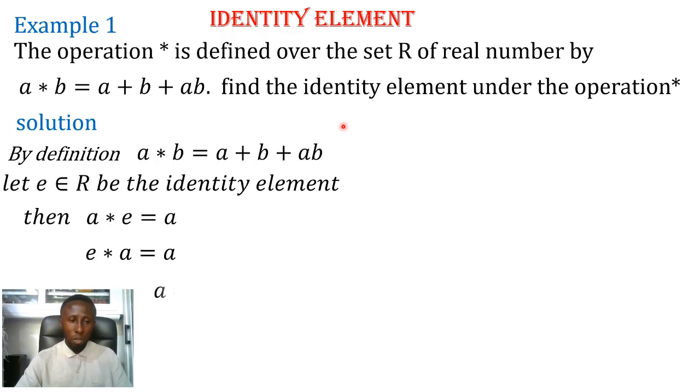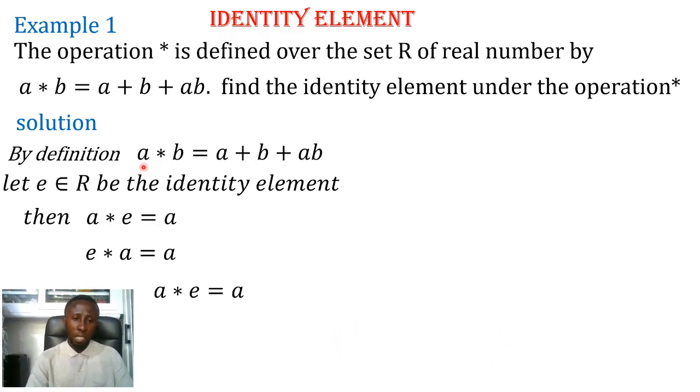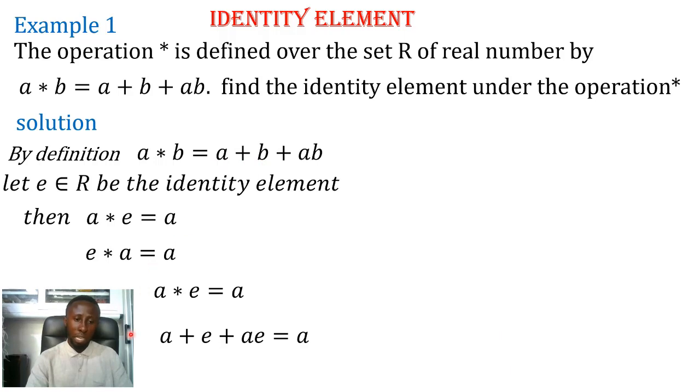So we start with a star E equals a. You can use either of the two. From our definition, a star b is a plus b plus ab. Our a is still a, but our b has changed to E. Whenever you see b, just put E there, like we did in our previous video. So a plus E plus aE equals a.